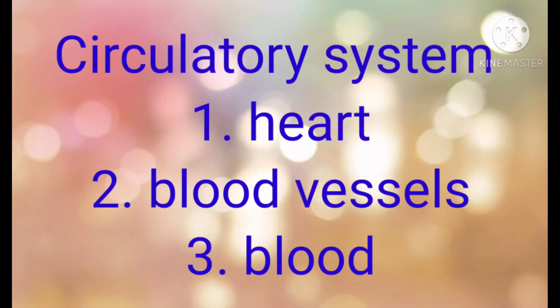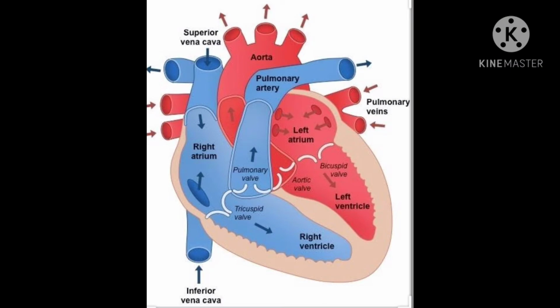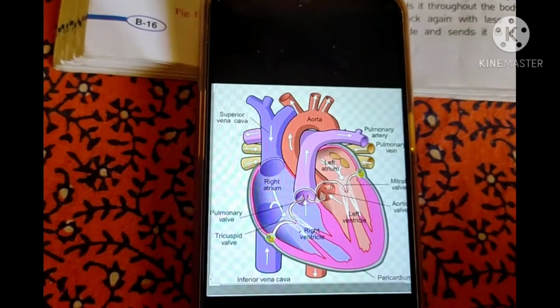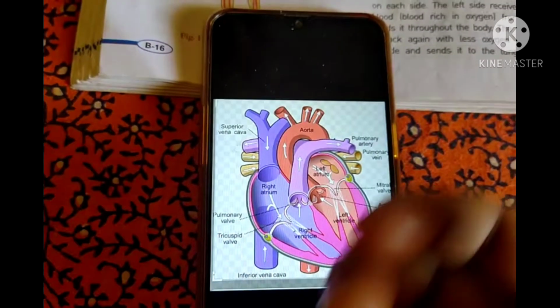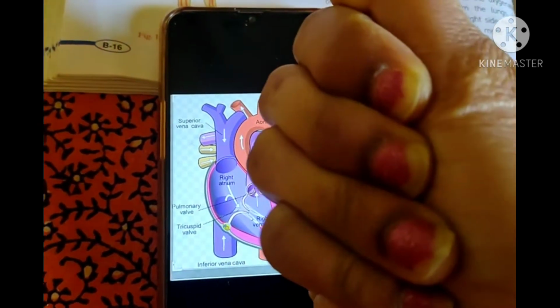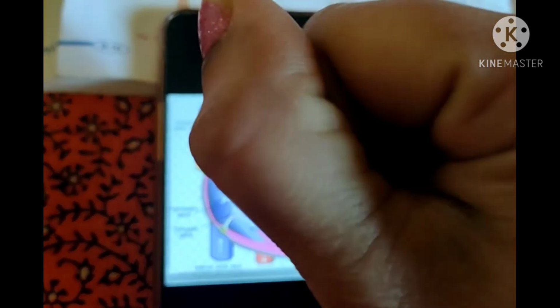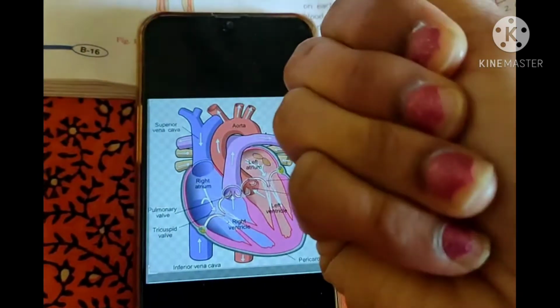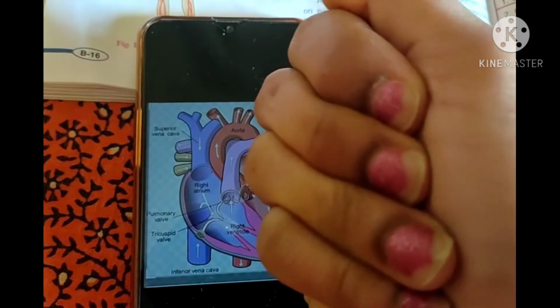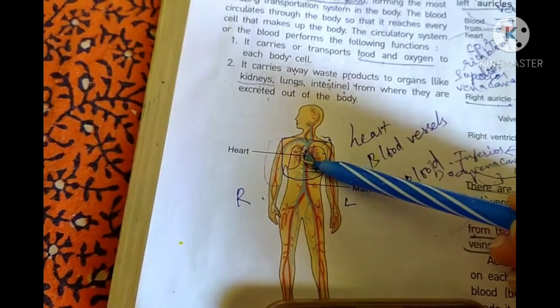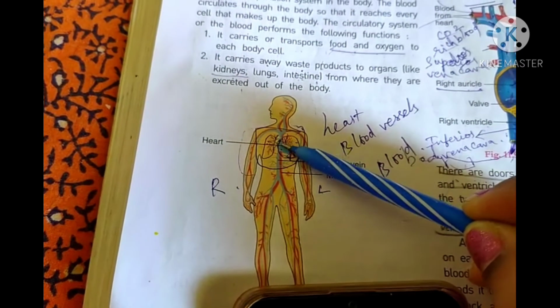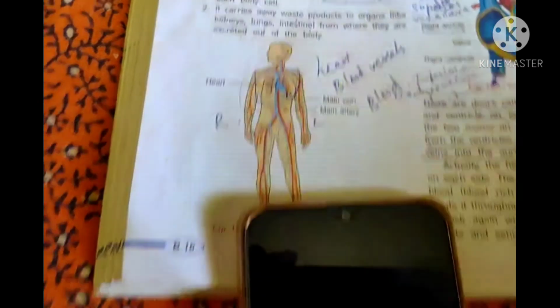Next one, the circulatory system consists of three parts: heart, blood vessels and blood. First we are going to see about heart. The adult human heart is about the size of a clenched fist. Clenched fist means if you close your fingers like this, how much space inside that your finger, that is called a fist. That's the size of the heart, and it is located in the chest cavity and tilted towards the left.